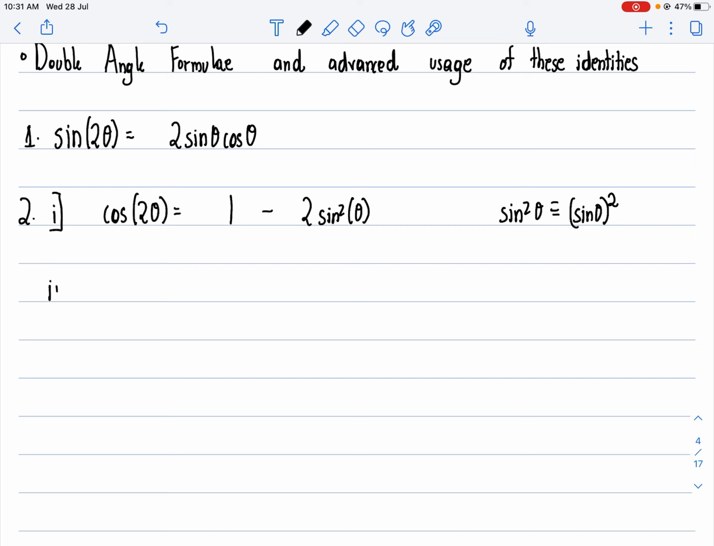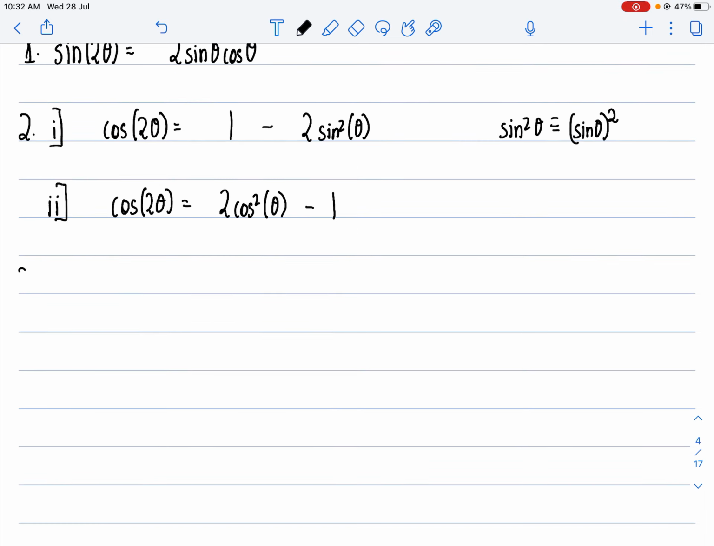Now, cos 2 theta has another formula, which is basically equal to 2 cos square theta minus 1. So these are the 2 formulas, and cos square theta and cos theta the whole square are the same thing. Both these formulas work while you are solving a past paper problem, but sometimes you need to read the situation properly, understand the question, and then use one of these formulas appropriately for cos 2 theta.